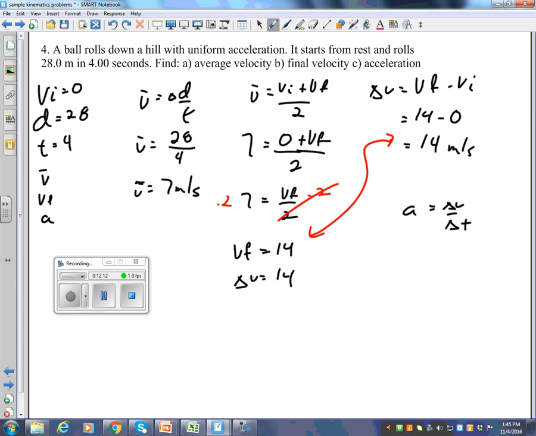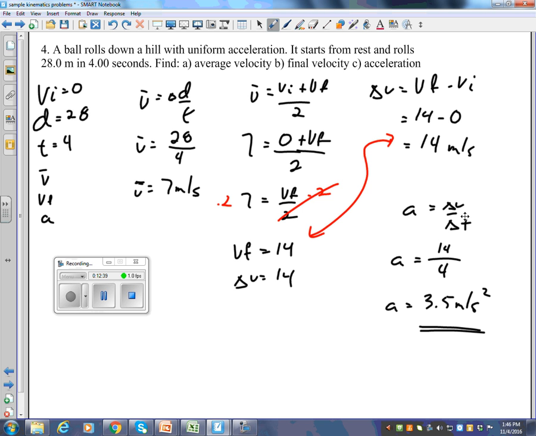Okay. So now I'm going to go A equals delta V over delta T. So my delta V is 14. My delta T is 4. 14 divided by 4 is? And where's my answer? Final answer. Right there in the bottom right-hand corner where it's supposed to be.